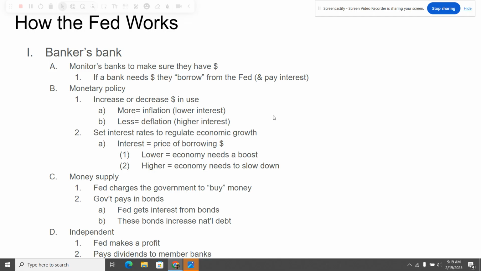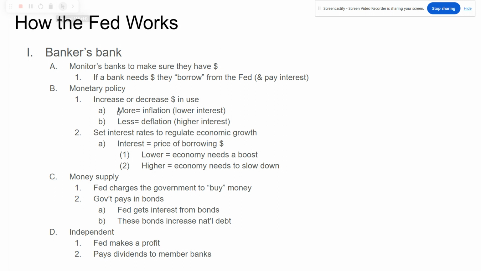When there are areas of the economy that are going crazy, like housing costs, for example, right now, the Fed will actually raise the interest rates to discourage people from spending money, for lack of a better term, stupid.